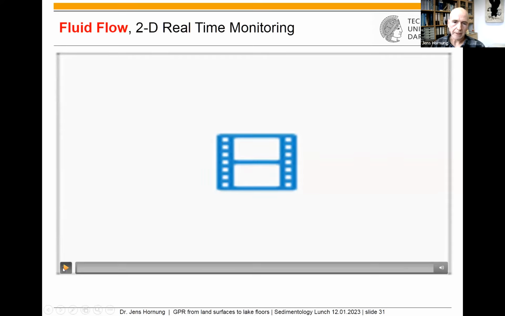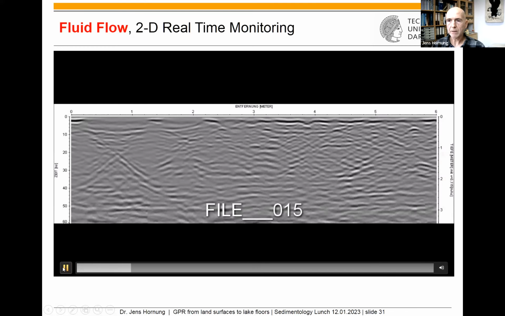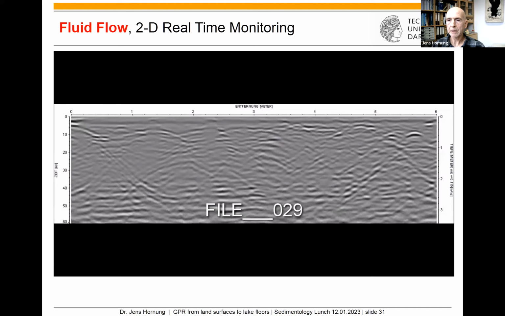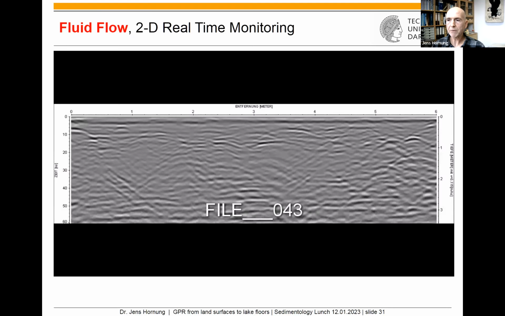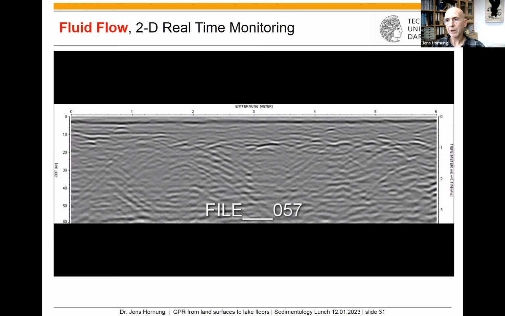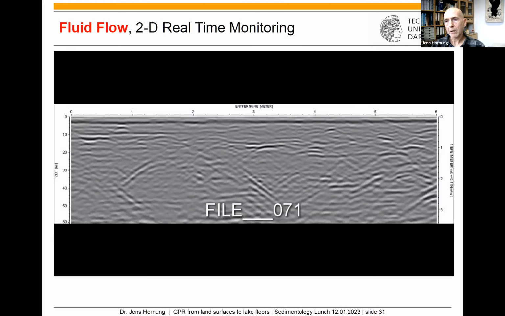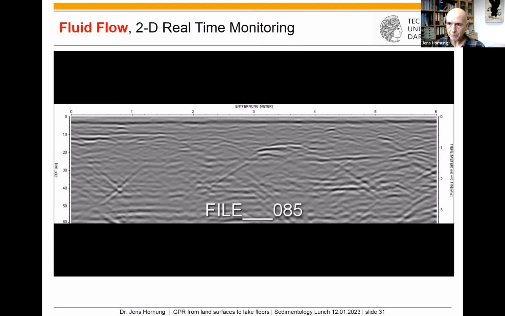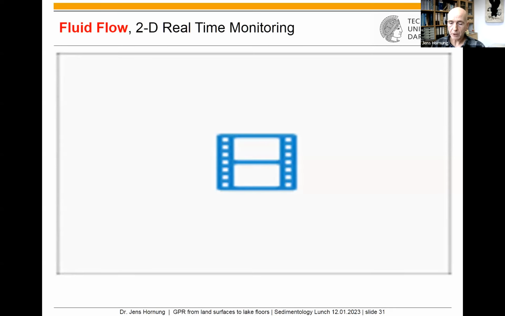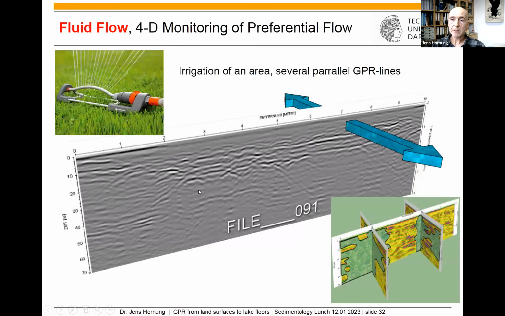Maybe I show it again to you without comment. So you see the water along that line running in the subsurface, and there is preferential flow. So it's not the same velocity in all parts of this line. So very nice for hydrogeology. And you can also do this in 3D. And if you take time also as a dimension, you can do 4D monitoring of the preferential flow and irrigate in 3D and get models in 3D of how the water is distributed in the subsurface.